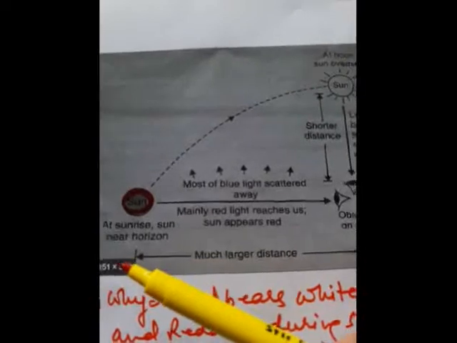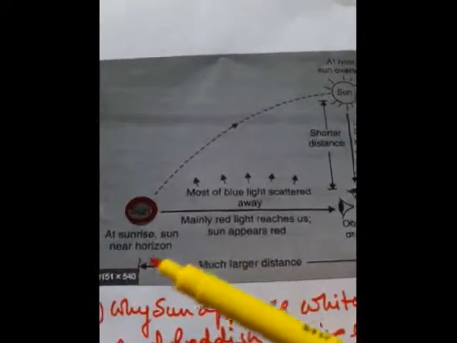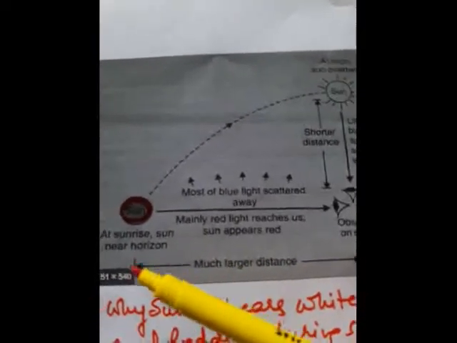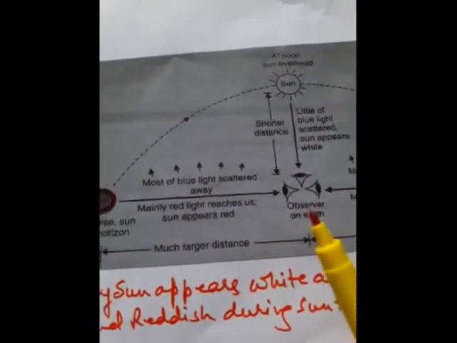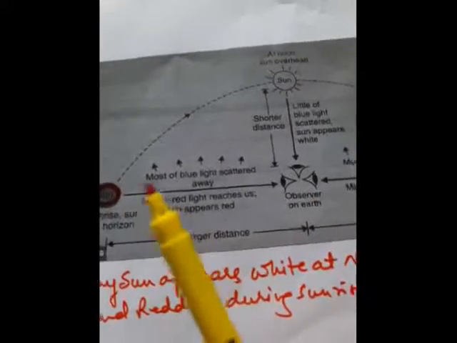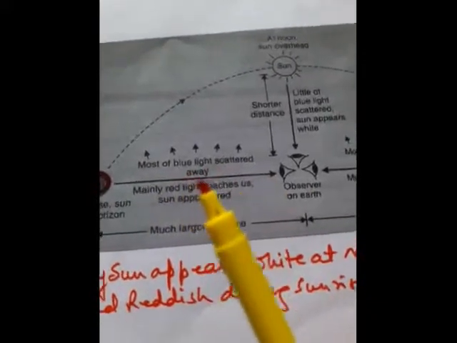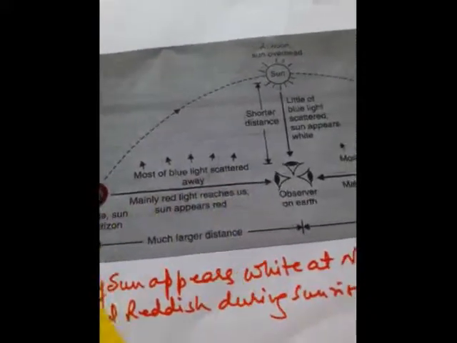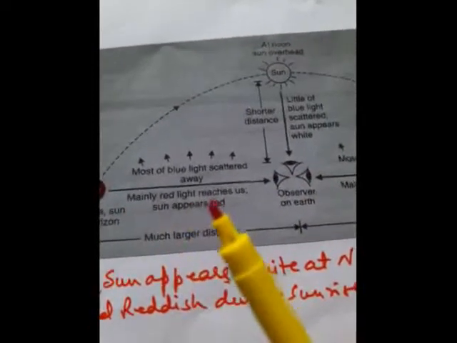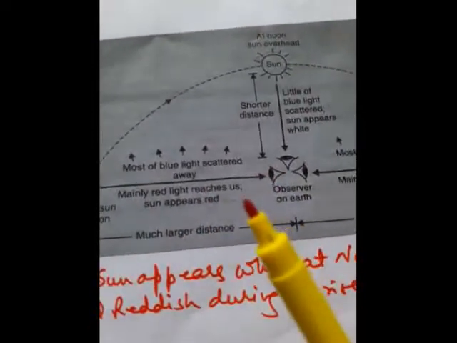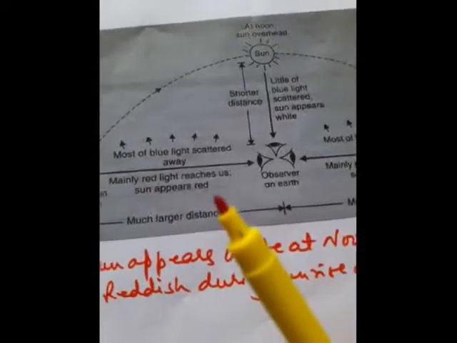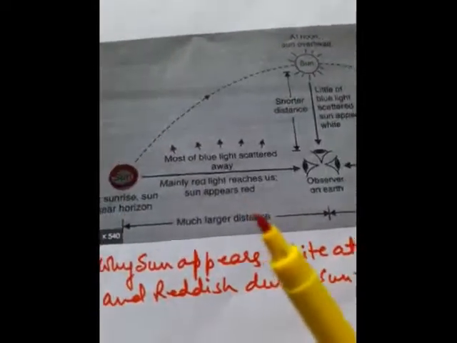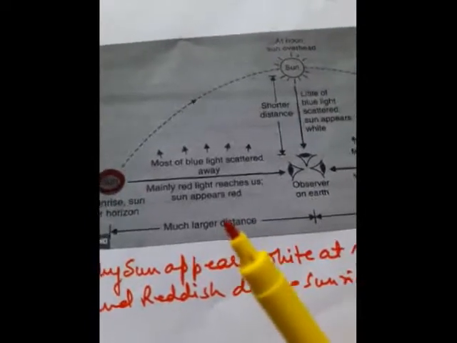But during sunrise and sunset, the sun is near the horizon. The sun is far away from the observer. Most of the blue colored light is scattered away and mainly red light reaches us, which is least scattered, and the sun appears to be reddish in color during sunrise and sunset.